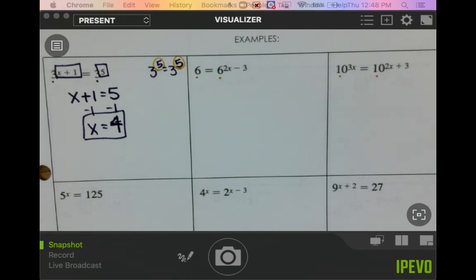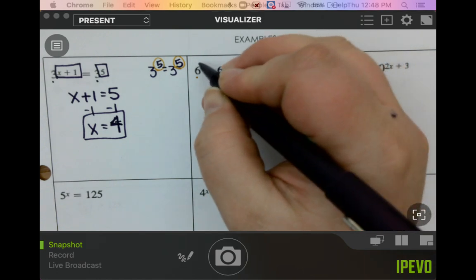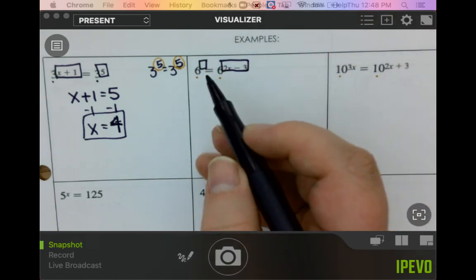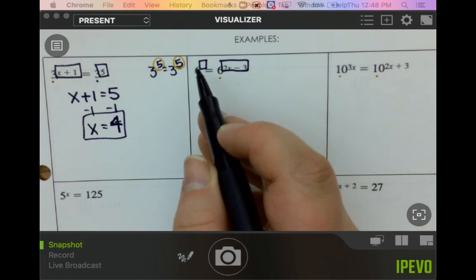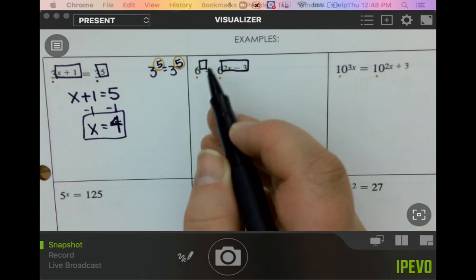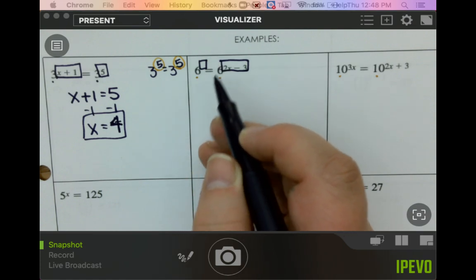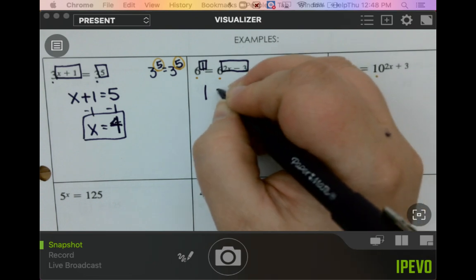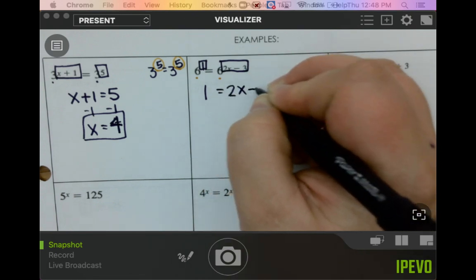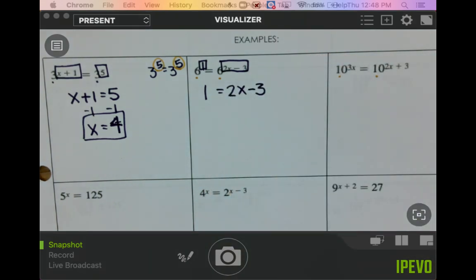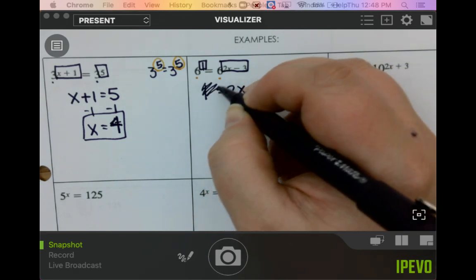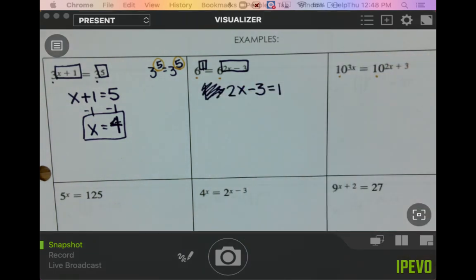On the second question, we want to set these exponents equal, but what exponent does this 6 have? Well, it doesn't have 1 yet. What exponent can we automatically give anything that doesn't have 1? 1. So we're going to say 1 equals 2x minus 3. Or if you're like me and you don't like that it's set up that way, you can say 2x minus 3 equals 1 if you want. I'm just flipping it to the other side.